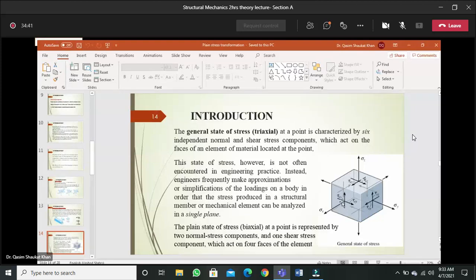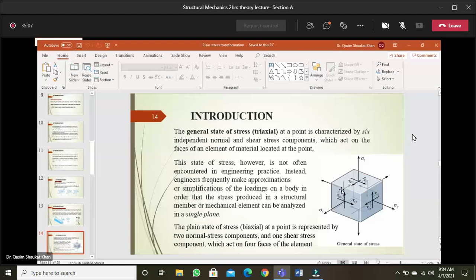So this is normal stress, no issue. The shear stress: these shear stresses are in the x plane. You can see this shear stress, this is your x. So these are in your x plane, and the first subscript is x in both the cases.